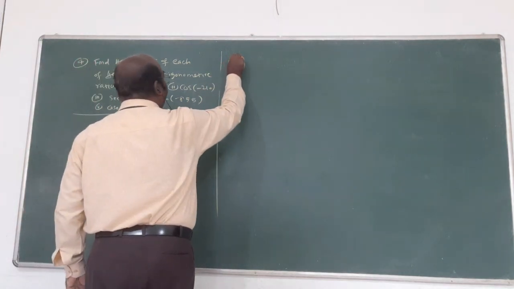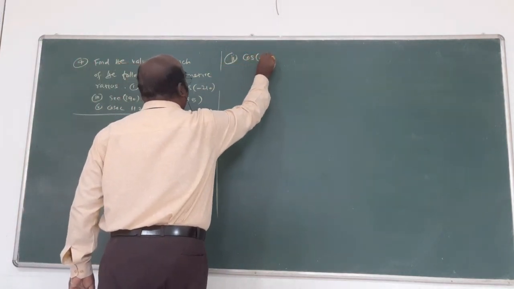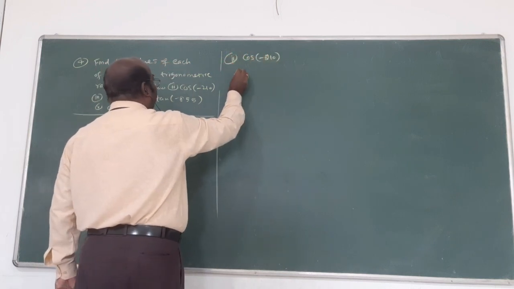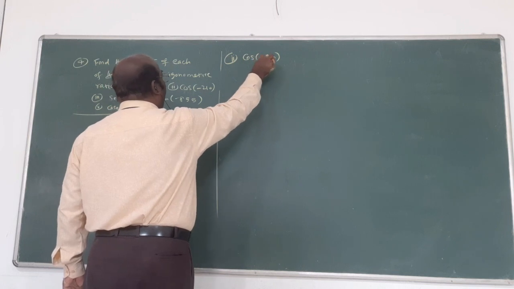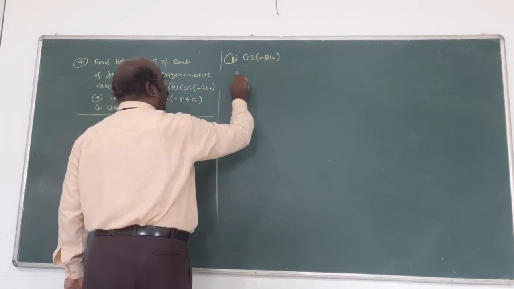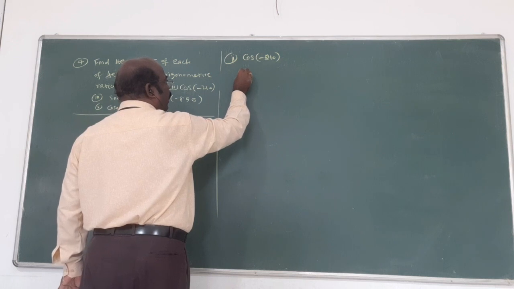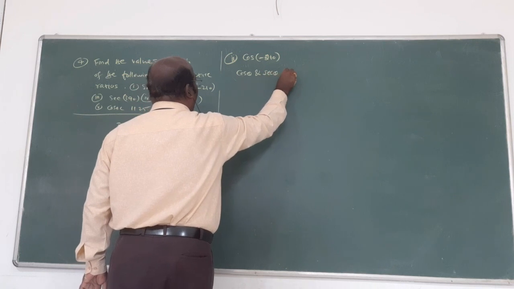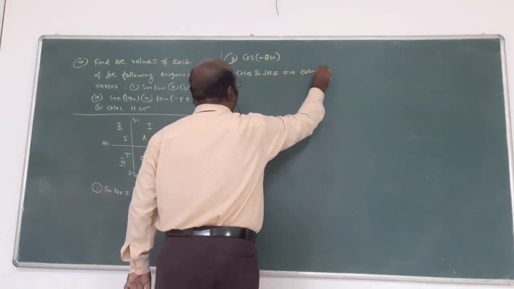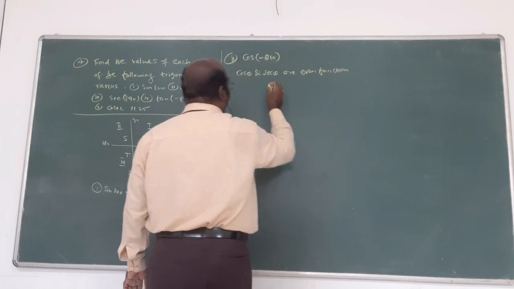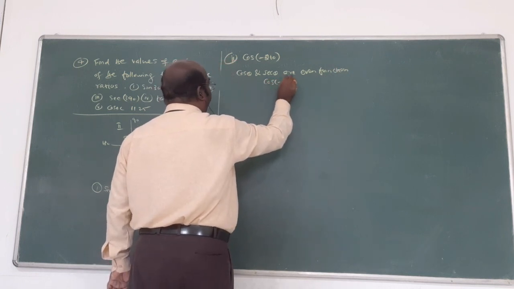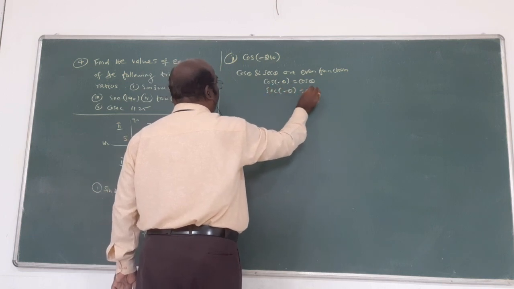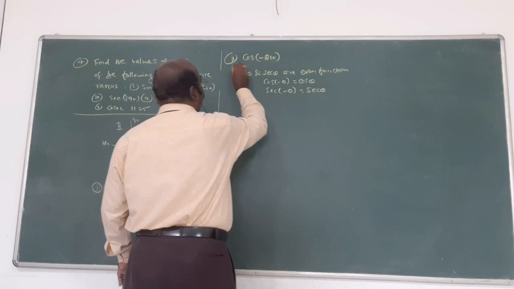Next is cos of minus 210. Listen here. Cos theta and secant theta are even functions. Even function means what? Cos of minus theta equals cos theta. Secant of minus theta equals secant theta. Am I getting this note?